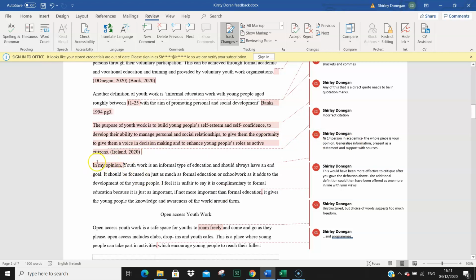Here again, we're using the first person, so we don't use the first person in academics. So all of the piece is your opinion. There's no need to say that. So here we would say youth work is an informal type of education and should have an end goal. Simple as.